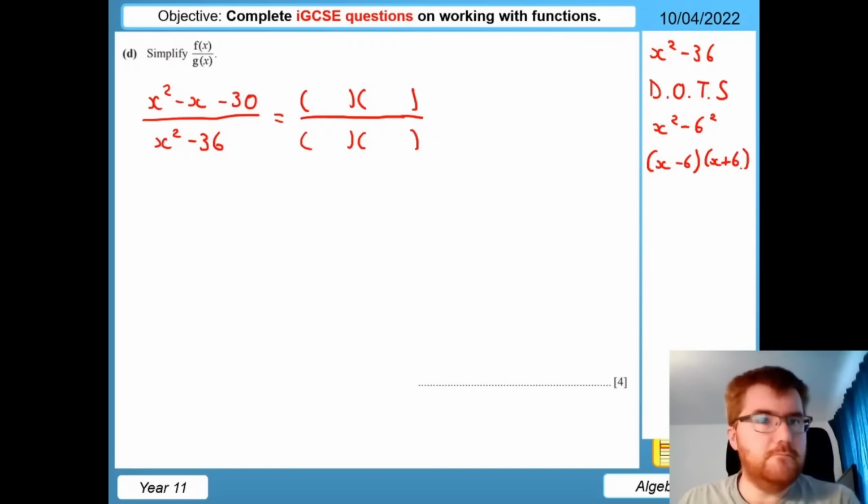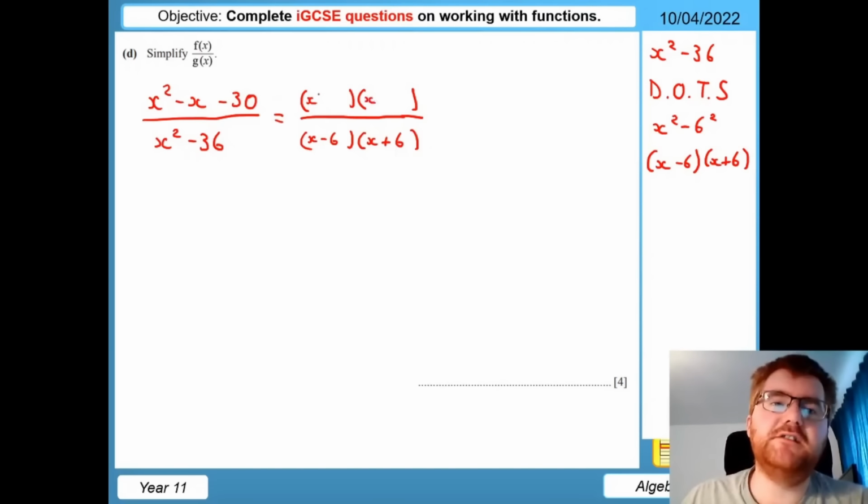Now you can be kind of sneaky with these questions, because if anything is going to simplify, you know there needs to be an x minus 6 or an x plus 6 up here, so we can cancel later on. Now we know there's an x at the start here, and what we need to do is factorize the top. So we need two numbers that multiply to give us minus 30, but add to give us minus 1. So that's what's going through my head here. Multiply to give me minus 30, but add to give me minus 1.